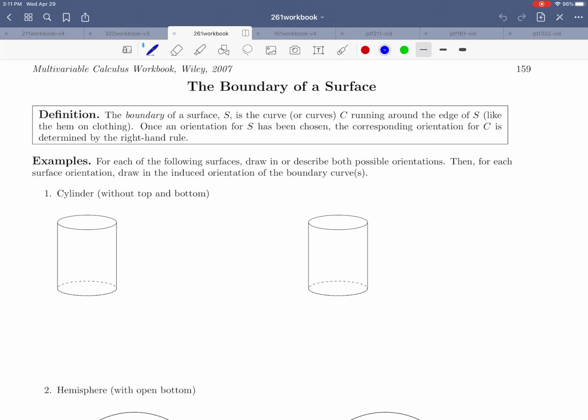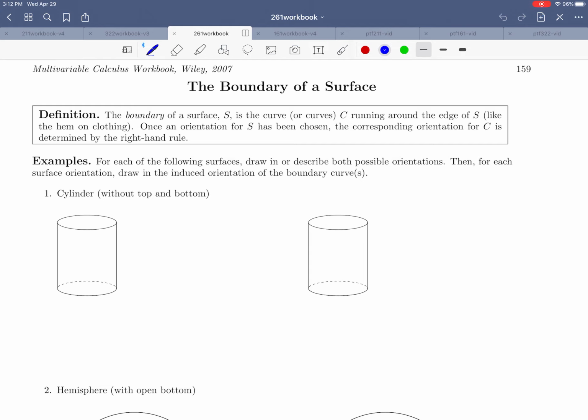Hi everybody, welcome to looking again at the boundary of a surface on page 159 of your workbook. I hope you watched the 3D version of this where I demonstrated how to associate the orientation of a surface to the orientation of a boundary curve of that surface. And now we're going to look at two of the same examples and one more using just a piece of paper, the flat version.